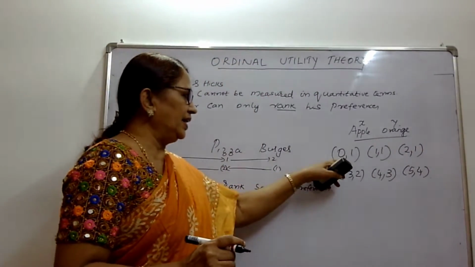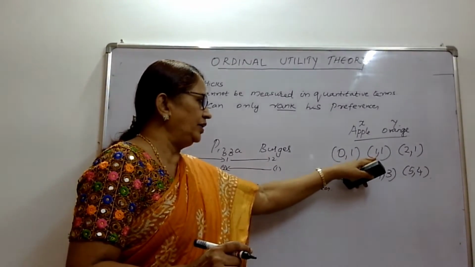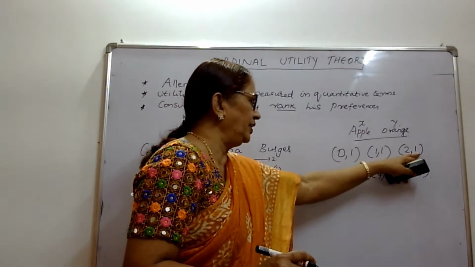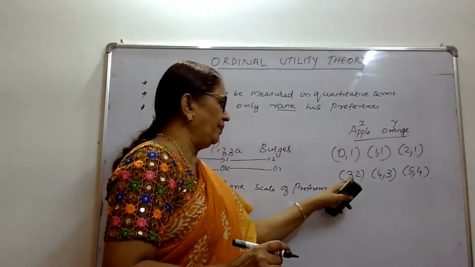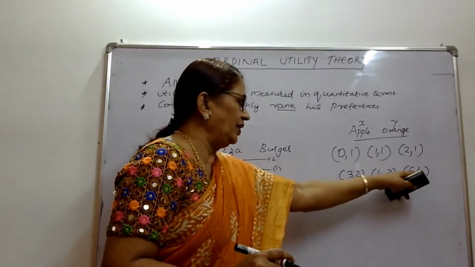So, first bundle contains 0 units of apple, 1 unit of orange. Second bundle, 1 unit of apple, 1 unit of orange. 2 units of apple, 1 unit of orange. 3 units of apple, 2 units of orange. Then 4, 3, 5, 4.